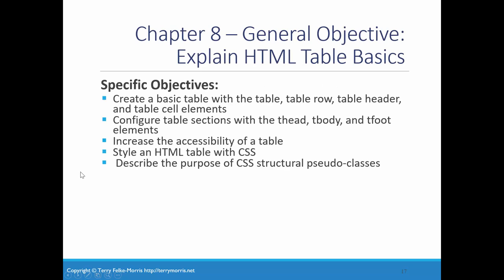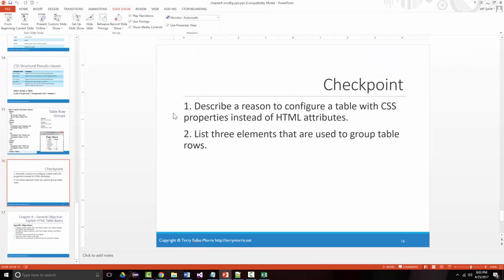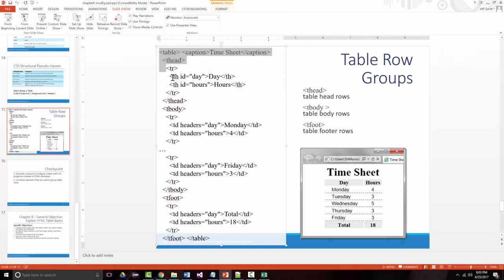So in this chapter, we talked about table basics. We looked at how to create a table. We looked at the table tag, the caption tag, the table header tag, the table data tag, and the table row tag. We looked at how you would configure using T-head, T-body, and T-foot, and I can grab that and put it in there if we want. We talked about table accessibility. We looked a little bit at how to style a table with CSS, and we looked at those structural pseudo-classes, which we'll talk about in more depth and breadth of coverage later on in the semester.